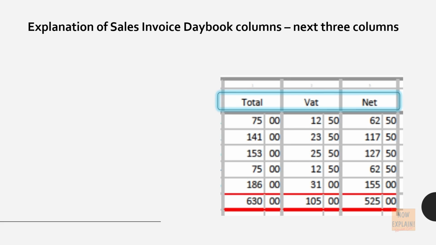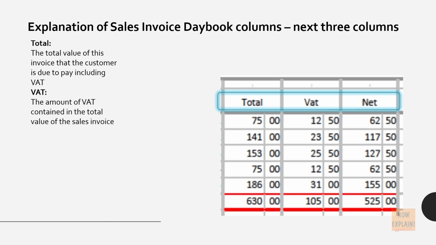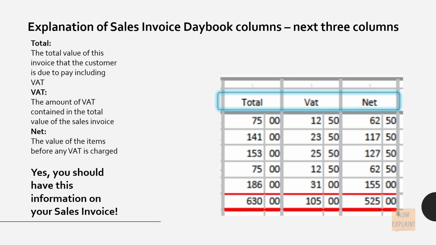Explanation of the next three columns: total, VAT and net. Total, the total value of this invoice that the customer is due to pay including VAT. VAT, the amount of VAT contained in the total value of the sales invoice. Net, the value of the items before any VAT is charged. Yes, you should have this information on your sales invoice too.